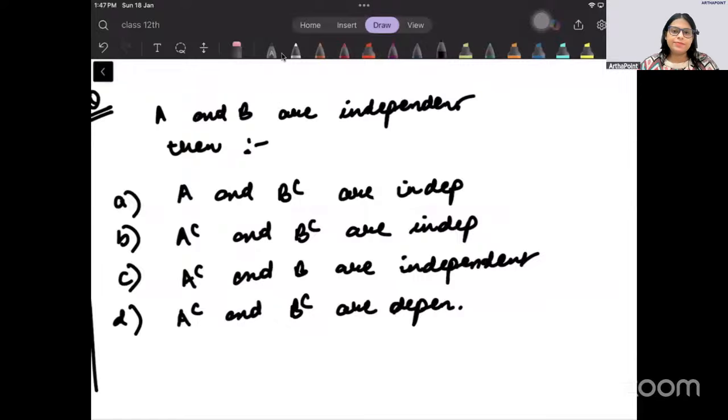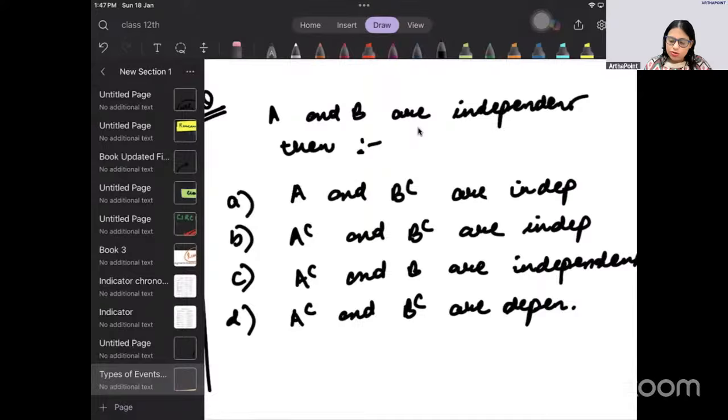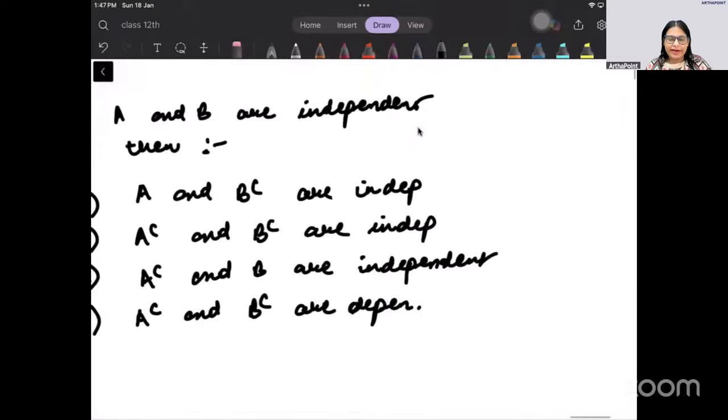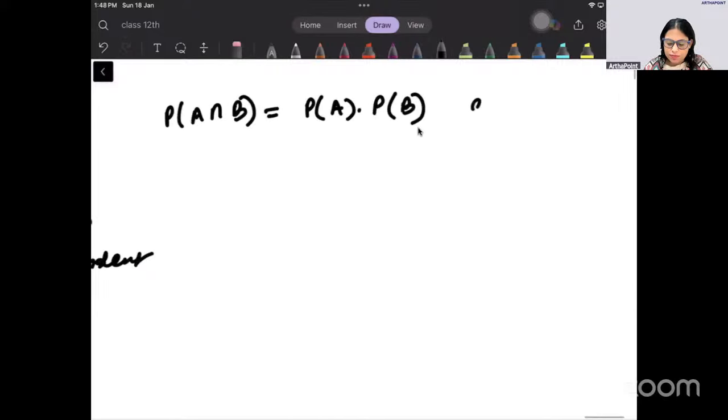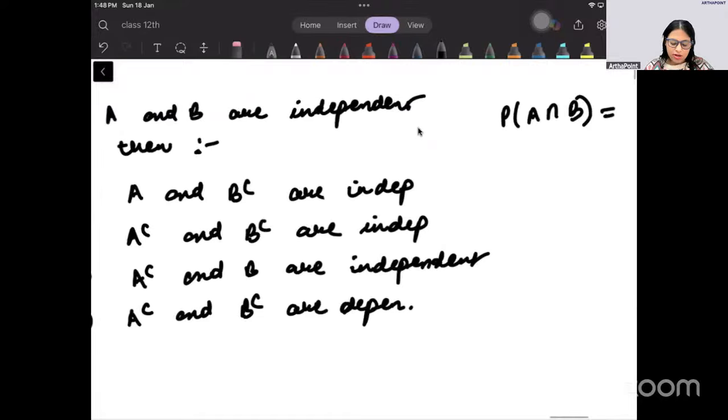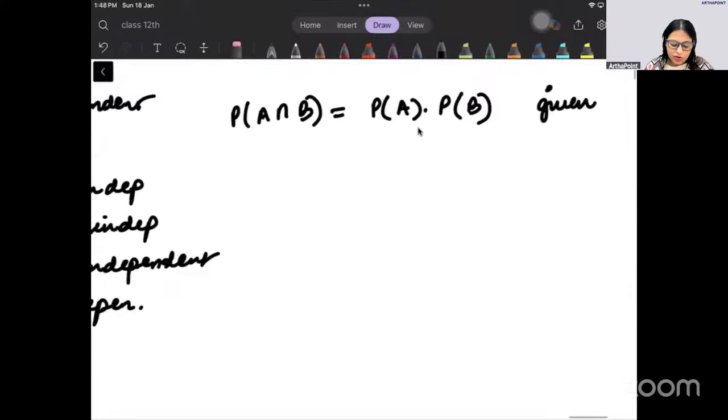Okay, so let's see. So it says A and B are independent. That means you're given that A intersection B is A into B. This is given to you. And it is saying, what about A and B complement? That means you have to tell me, what about A intersection B complement?